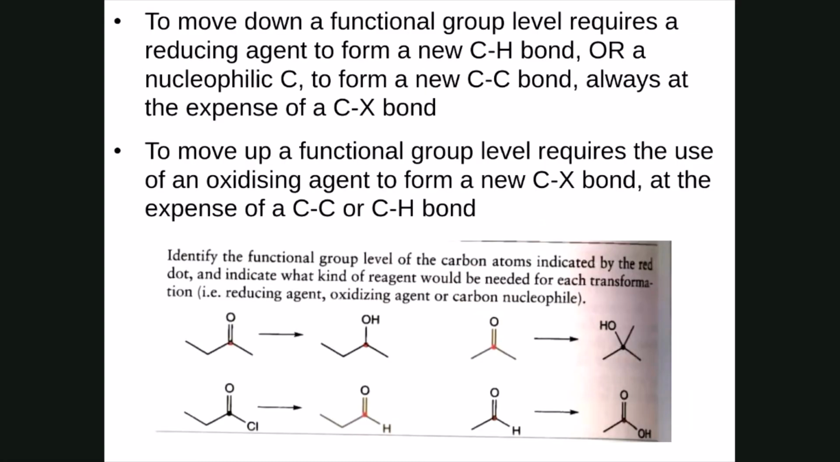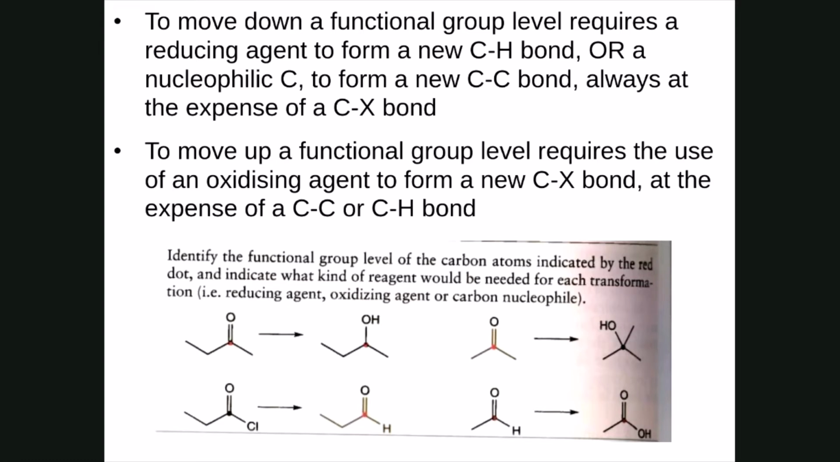So as a summary, to move down a functional group level requires either a reducing agent if we are forming a new carbon-hydrogen bond, or a nucleophilic substitution to form a new carbon-carbon bond. And that will happen at the expense of a carbon heteroatom bond. In this case, the X is not only a halogen, it's any heteroatom. Think oxygen, nitrogen, phosphorus, sulfur, halogens themselves.